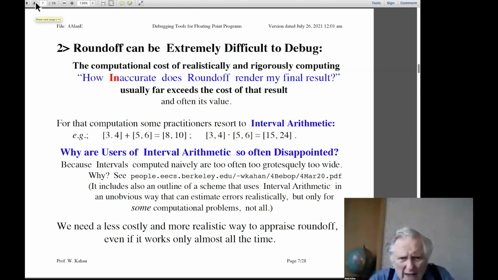There are ways to find out about this. And it's possible, in some cases, to make interval arithmetic work by doing something rather subtle.